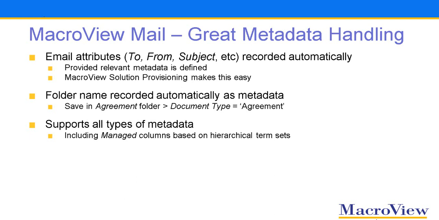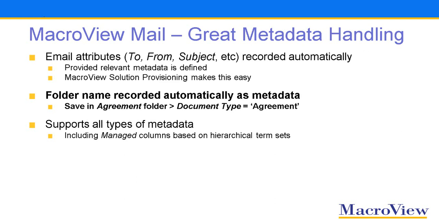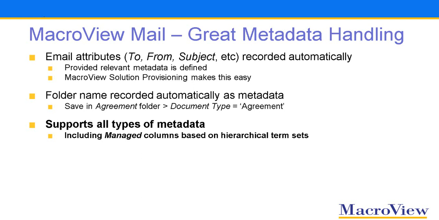Well, as we've seen, MacroView Mail provides great metadata handling. The attributes of the email, such as to, from, subject, etc., are recorded automatically. That's provided the relevant metadata is defined in the destination Office 365 area, which is easy to do using the MacroView Solution Provisioning tool. The name of the folder where we drop can also be automatically recorded as the value of a metadata column. For example, dropping in the Agreement folder can automatically set Document Type to Agreement. And MacroView Mail supports all types of metadata, including managed metadata columns based on a hierarchical term set.